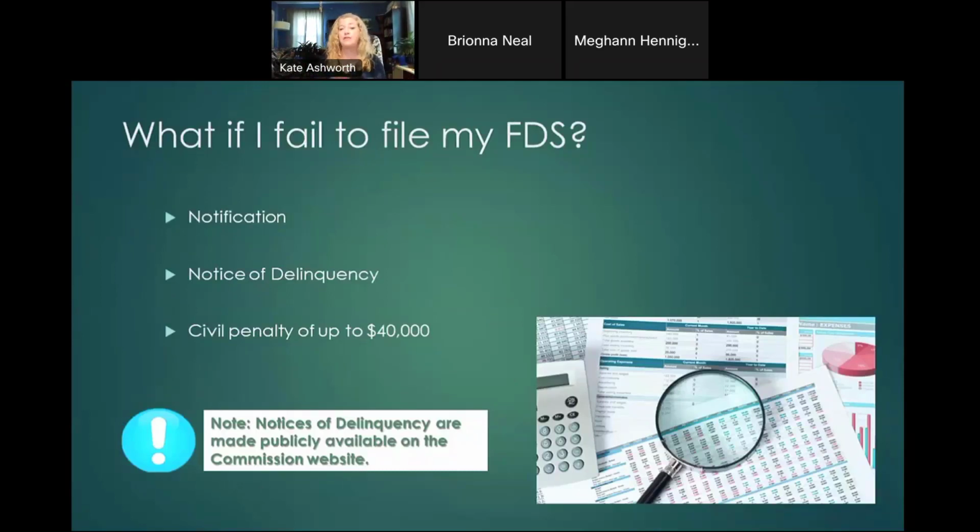If they still fail to file their FDS, then we have to send a notice of delinquency, which goes to the agency and the filer, and notices of delinquency are posted publicly on our website. So that should be emphasized for filers because that's very good incentive to get their filing in on time. We don't want their names to be associated with a non-compliance issue on our website.